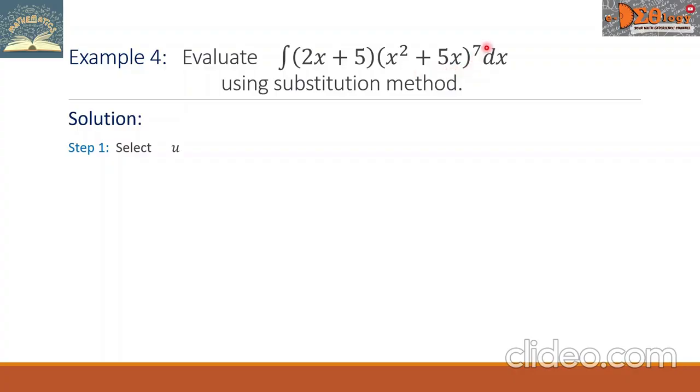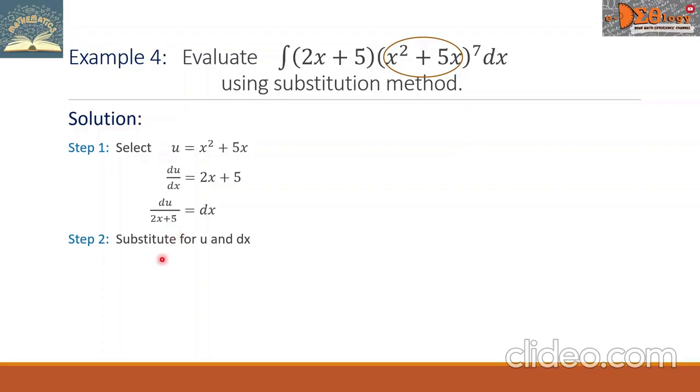We don't write the power 7 yet. So u is this x squared plus 5x. Then we take the derivative of this u with respect to x. So du over dx equals x squared becomes 2x plus derivative of 5x is 5. Now we want the value of dx. We exchange positions for dx and the right side values 2x plus 5. So it becomes like this. dx equals du over 2x plus 5.